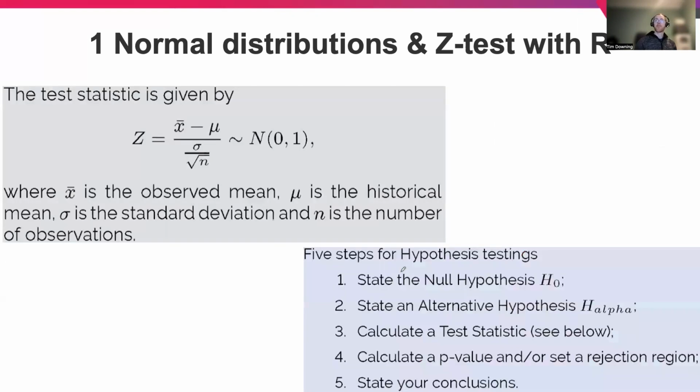Firstly, what is our hypothesis? What's our alternative hypothesis? What is our Z stat in this case? What is our p-value? And our interpretation of this at the end.